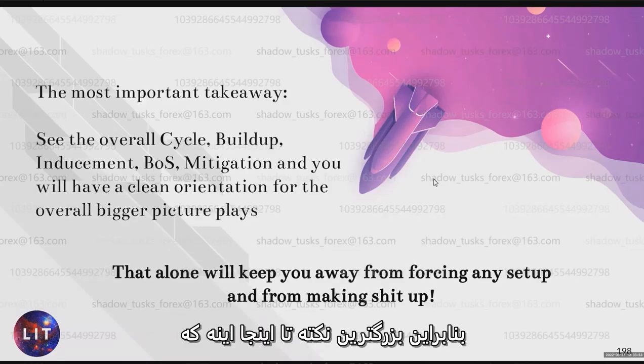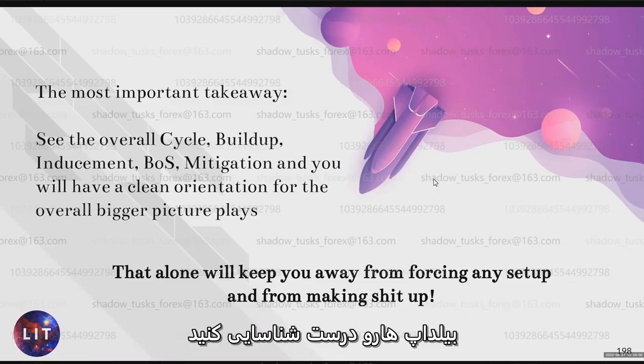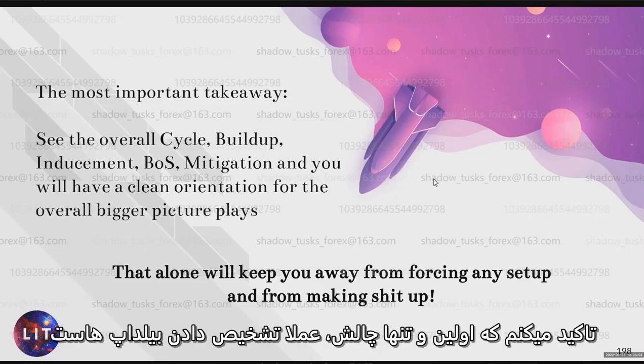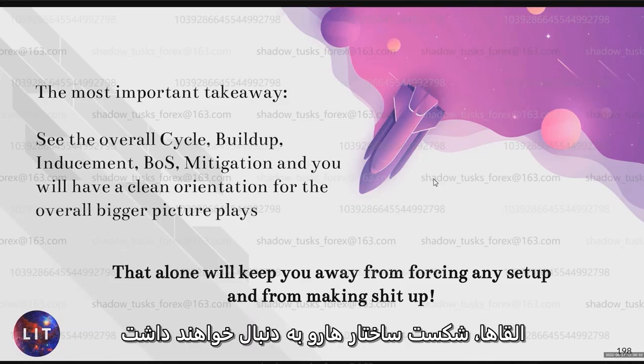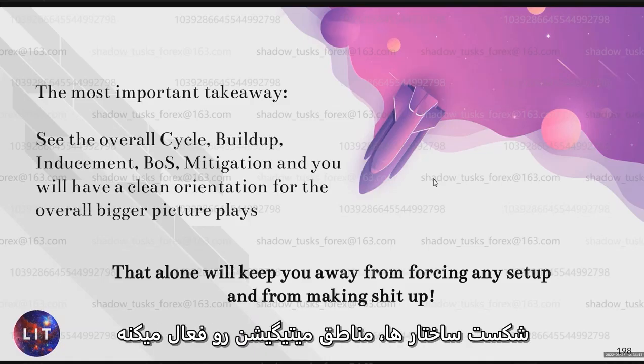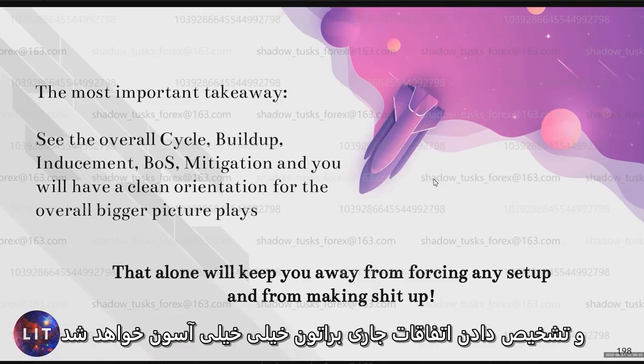So the most important takeaway for now: see the overall cycles, identify the build-ups properly. Again, that's actually the first and only challenge, to identify the build-ups, because after the build-ups, the inducements will follow. After the inducements, the break of structures will follow. With the break of structures, it activates your mitigation zones. And you will have a very clean orientation for the overall daily plays. Okay, it will be very, very easy for you to identify what's going on.